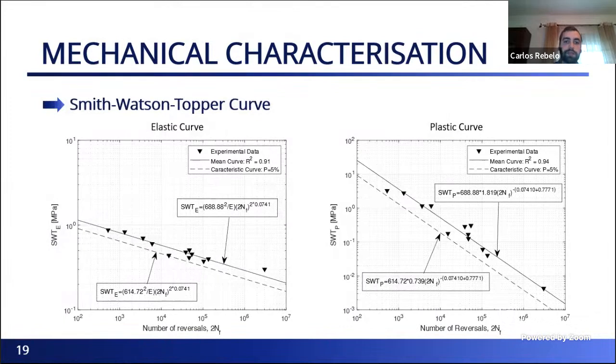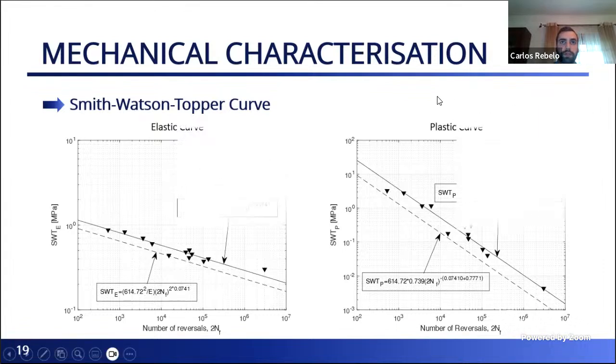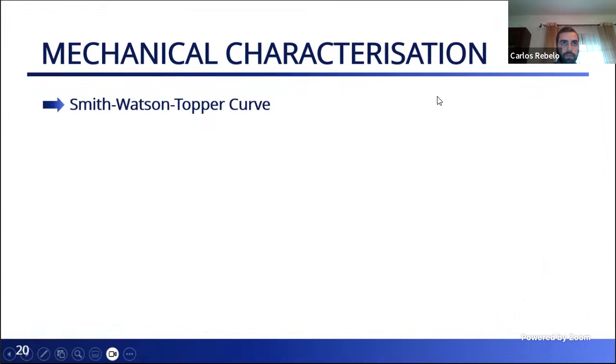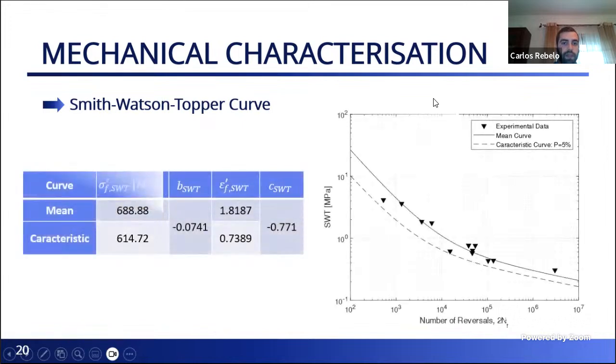A procedure similar to that of the CMB model was carried out for the SWT model. However, in this case, it was necessary to first adjust the elastic component, since the plastic component involves elastic parameters. Also in this case, the 5% characteristic curve was determined. Here I present the table with the values of the mean and characteristic parameters. Once again, on the right, I display the fatigue curve of the model.